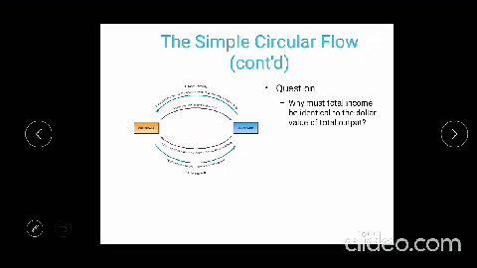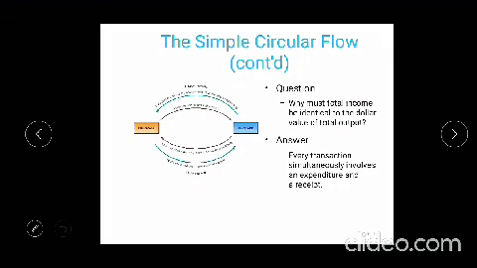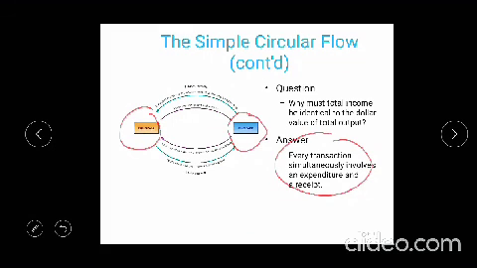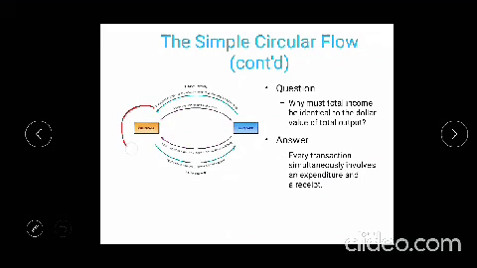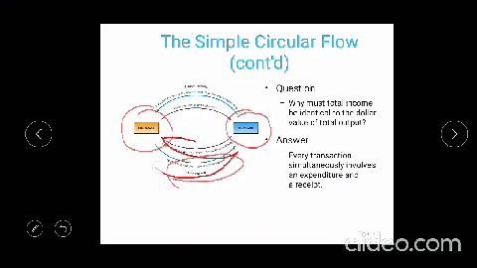Now there is a question: why must the total income be identical to the dollar value of the total output? The answer to that question is that every transaction simultaneously involves an expenditure and a receipt. So this is the point we just explained. Anything which is spent by the households becomes the income or receipt of the business. On the other hand, anything which is spent by the business sector, which is this amount, is or should be equal to the receipt or income of the household sector, which is this amount. So in the circular flow, the expenditures will always be equal to the income.